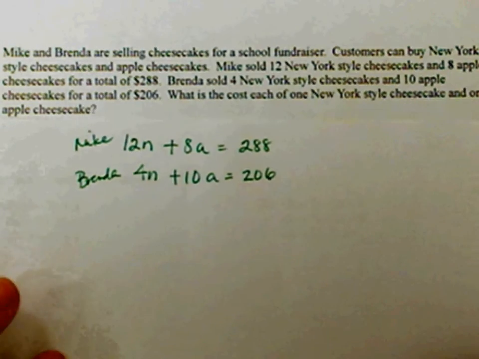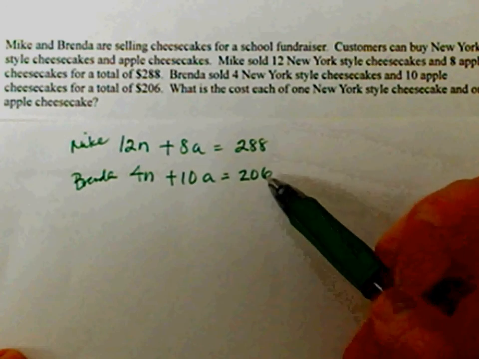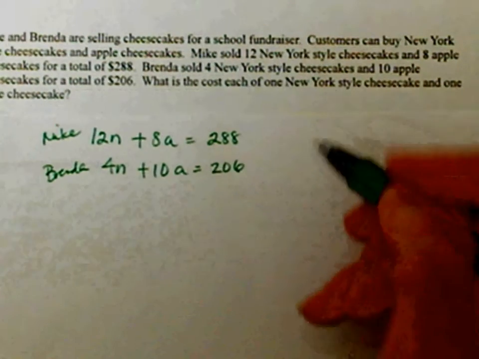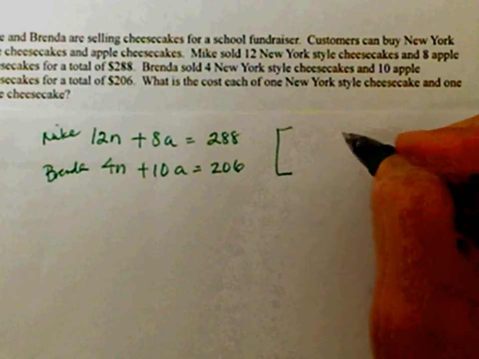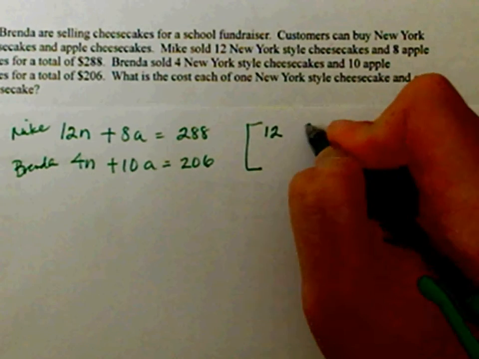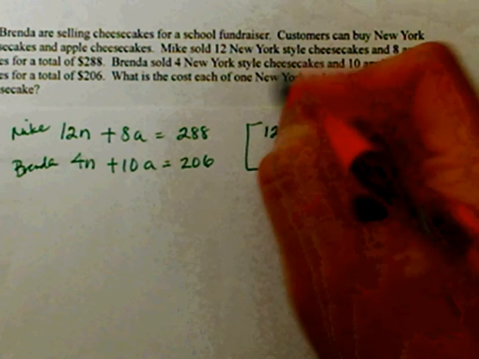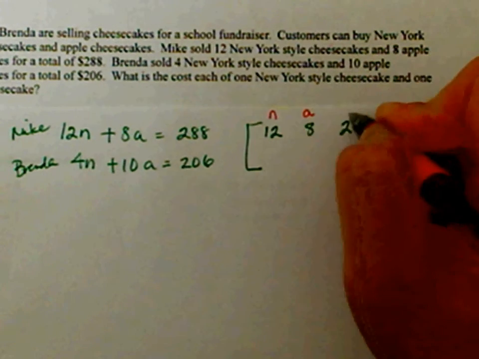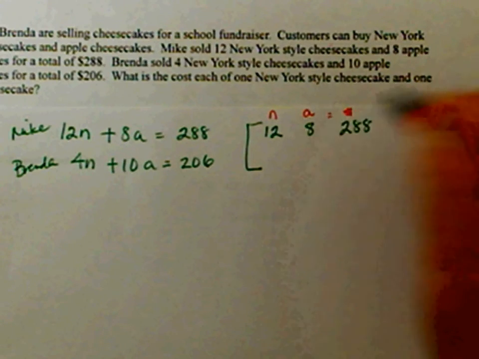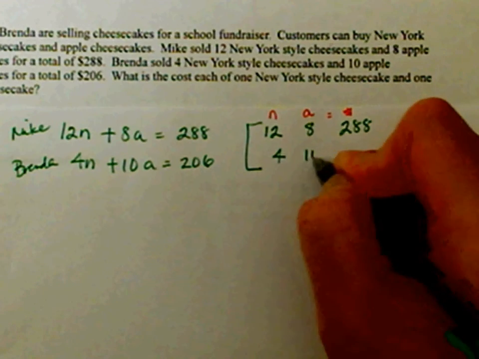Now, if you will look, you see how these are all lined up like a matrix? I'm going to use the matrix, okay? That's the best way or the easiest way to solve systems of equations. So you're going to have 12, 8, 288. Keep in mind, this is your N, this is your A, and this is the cost. And there's an equal in between here. Second row, you're going to have 4, 10, 206.